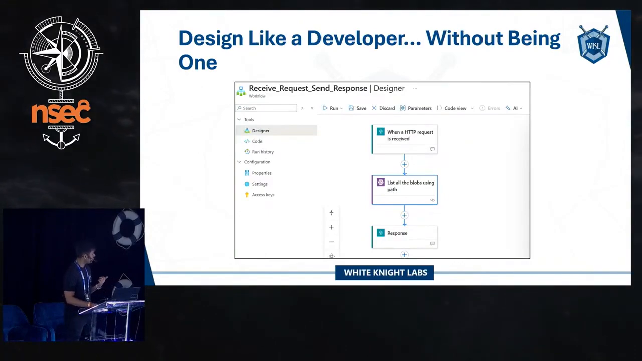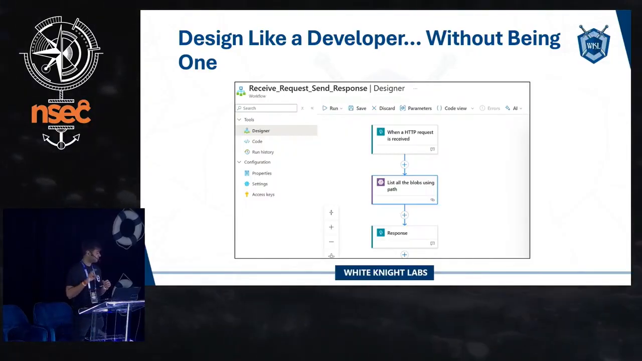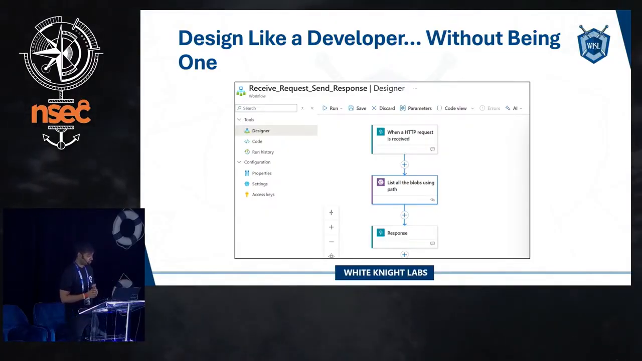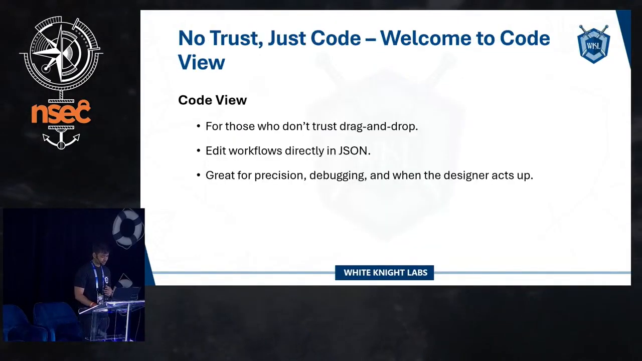So this is how your designer would look like, where you have this HTTP request as your trigger, which gets executed, and once executed as a post request, in these actions we have a list of blobs of your storage account which can be listed. But in the real world, it can be a very big workflow. It can be used in very different ways.